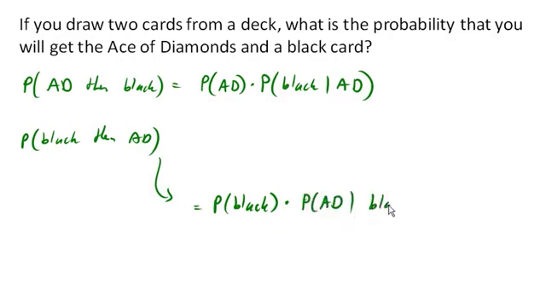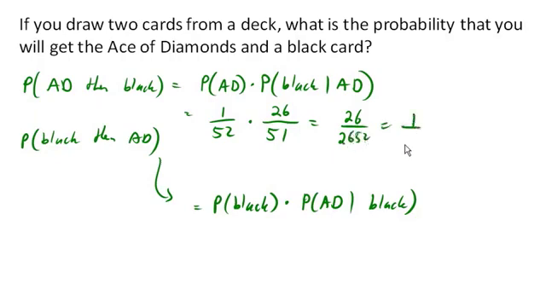Okay, so first case here, what's the probability that we pull the ace of diamonds? Well, there's only one of them in the deck, so 1 out of 52. How many ways could we pull a black card, given that the first card was the ace of diamonds? Given that the first card was an ace of diamonds, there's one less card in the deck. But diamonds are not black, so there are still 26 black cards in the deck. So our probability here ends up being 26 out of 2652, which is 1 out of 102.